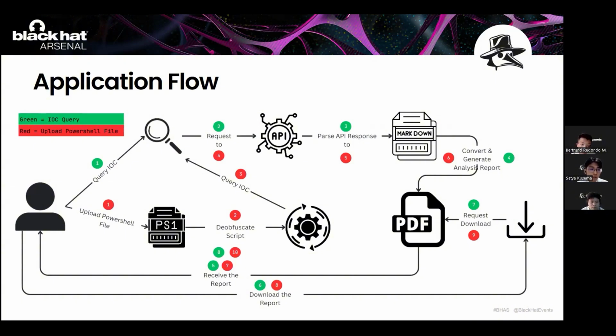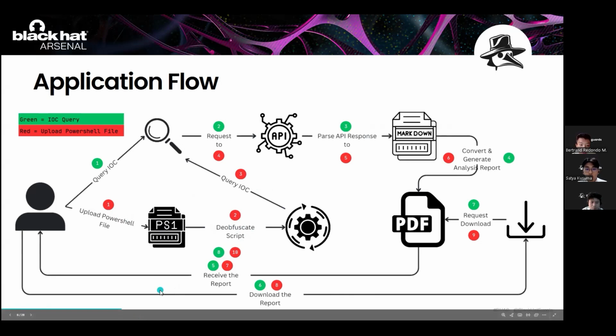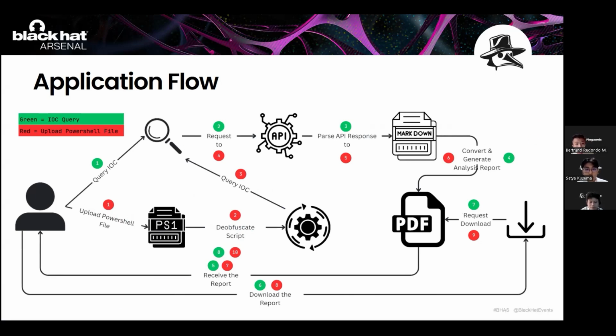As for the second flow, the user first uploads a PowerShell file, and PlayGuards will deobfuscate the script and search for the IOCs, which are domains and IP addresses, and then it will send a request to the API, parse the response, and convert and generate it into a PDF report, which can be downloaded also.